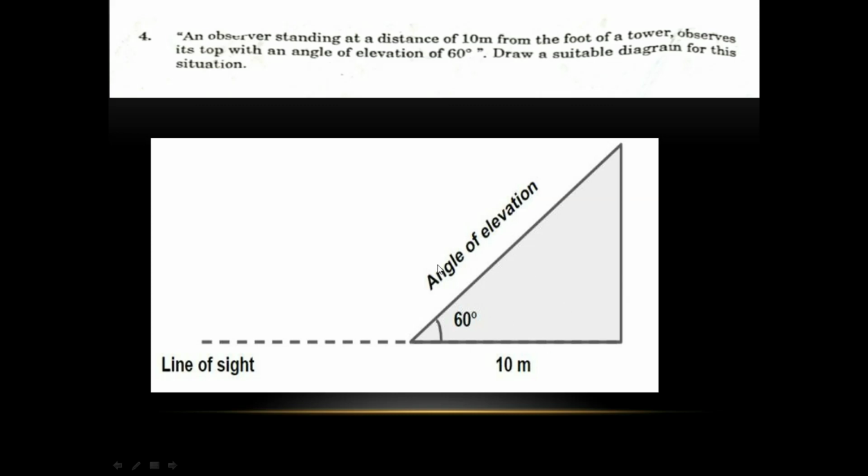So this is the diagram for this situation. Fifth question: the sides of a triangle measure 2 root 2, 4 and 2 root 6 units. Is it a right angle triangle? Justify. So they have given 2 root 2, 4 and 2 root 6 as the sides of a triangle.